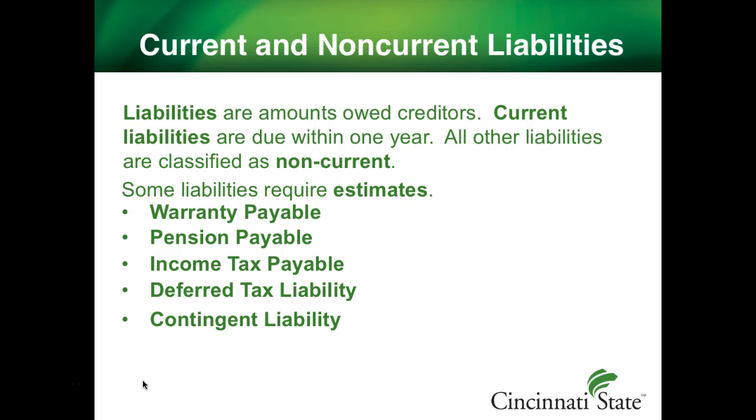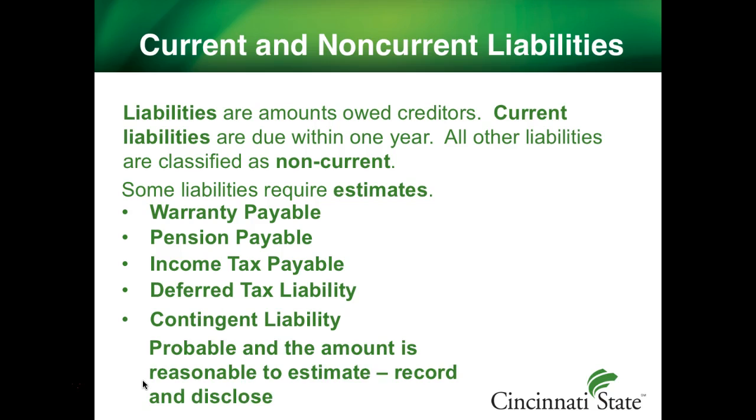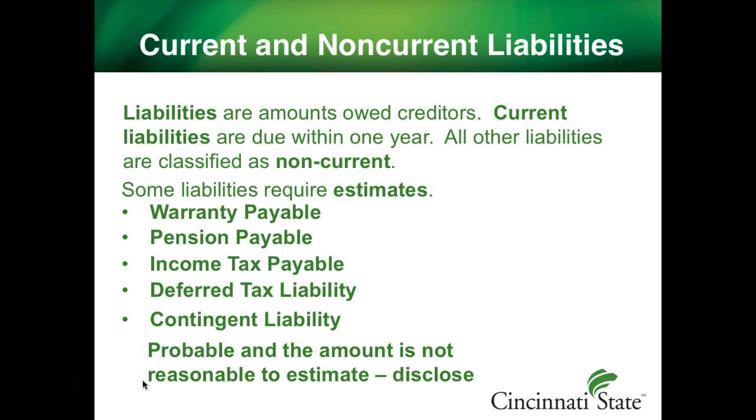Contingent liabilities also require estimation. A contingent liability is a possible obligation arising from past events and depending on future events that are outside the entity's control. They arise from lawsuits, from dealings with customers, competitors, governmental agencies, environmental cleanup, etc. There are 3 possible scenarios for contingent liabilities. A contingent liability is recorded when it's probable that a loss will occur and the amount of the loss can be reasonably estimated. Probable means that the future event is likely to occur.